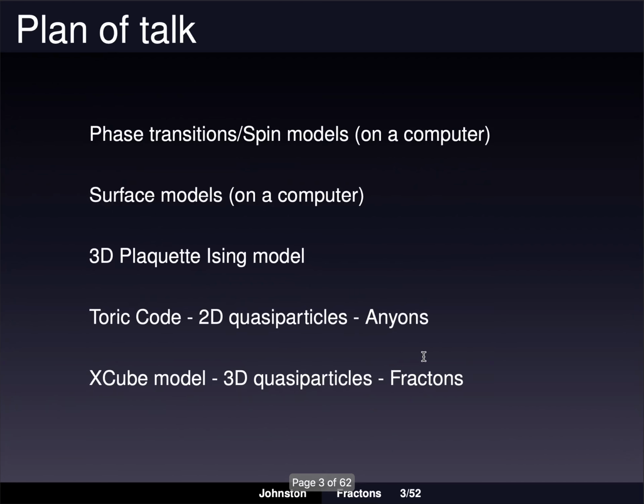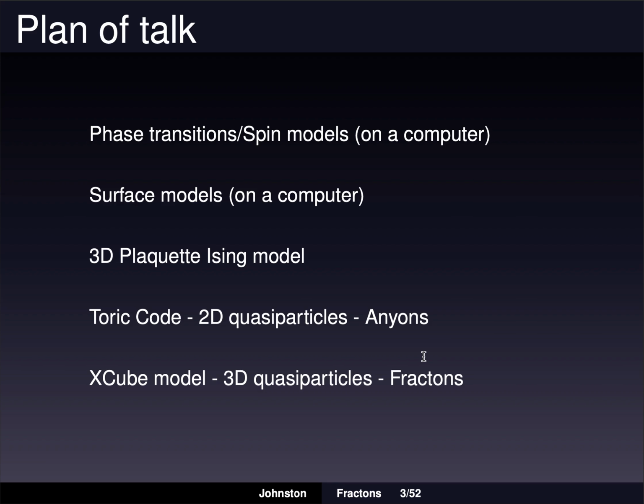So, what am I going to talk about before I get around to talking about what I'm talking about? I'll mention, or at least I'll discuss, phase transitions in general, and in spin models on a computer in particular. And then I'll move on to talk about surface models, again on a computer, because that's how I first ran across this 3D Plaquette Ising model as the dual of a particular sort of surface model. And then a shift in subject.